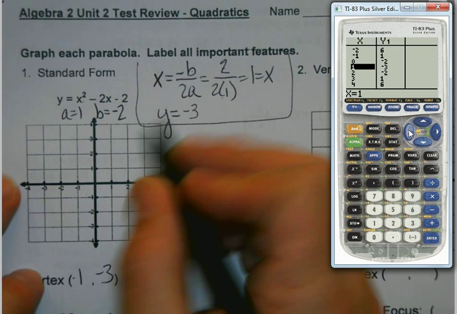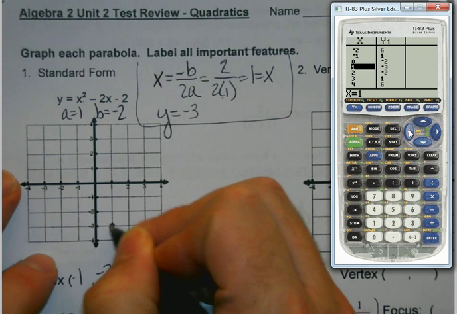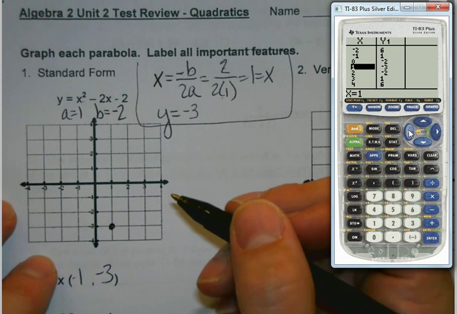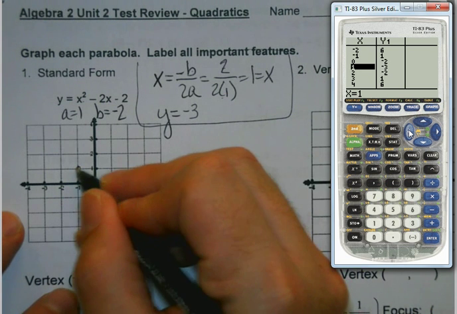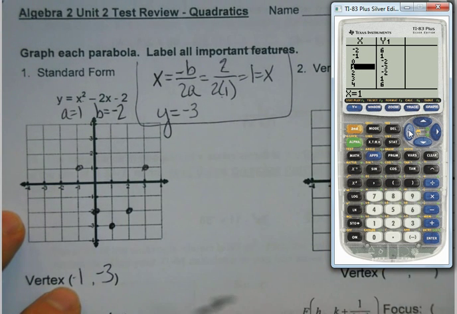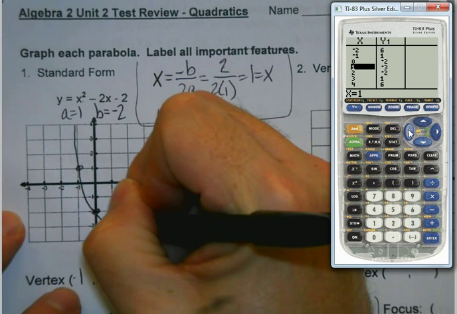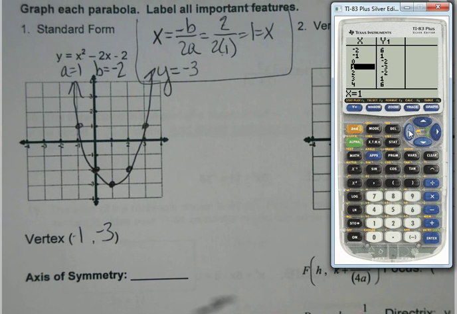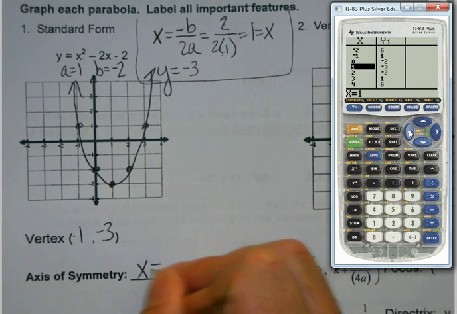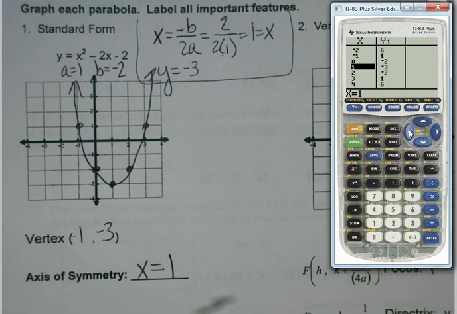So I can go ahead and plot that point at 1, negative 3. And once I do that, now I could go ahead and either use my chart to get my other points in, or I could use my pattern. Either one of those would work. So I can go ahead, get those connected, and I'm good there. Okay, my axis of symmetry, again, reminder, it's x equals the x value of your vertex. You have to have the x equals, otherwise it is a number, not a line. Just saying. Okay, and that'd do it for number 1.